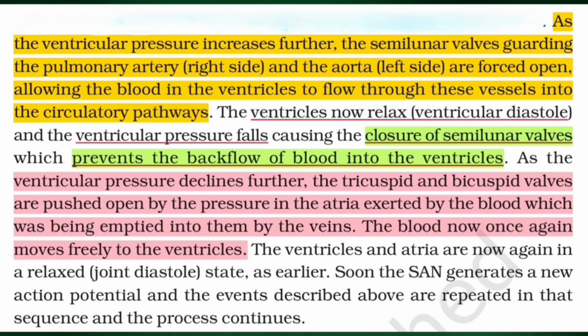As the ventricular pressure declines further, the tricuspid and bicuspid valves are pushed open by the pressure in the atria exerted by the blood which was being emptied into them by the veins. The blood now once again moves freely to the ventricles. The ventricles and atria are now again in a relaxed, joint diastole state as earlier. Soon the SAN generates a new action potential, and the events described above are repeated in that sequence, and the process continues.